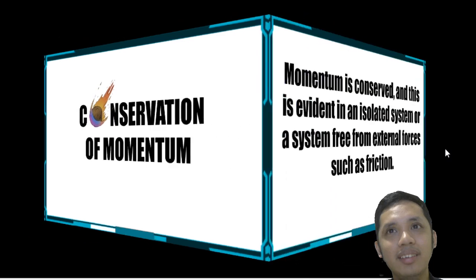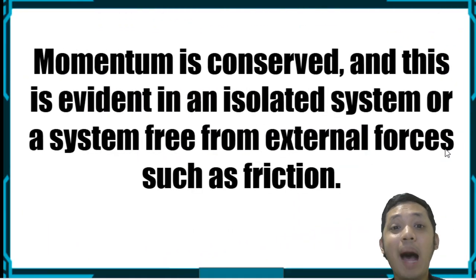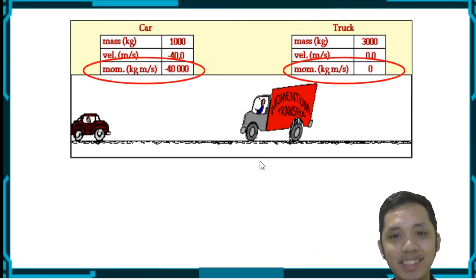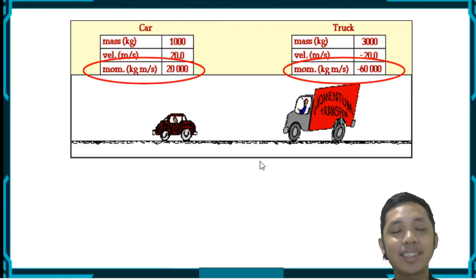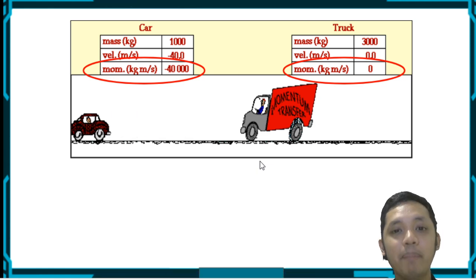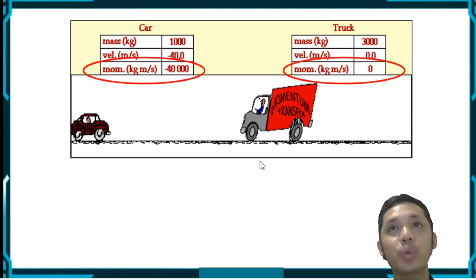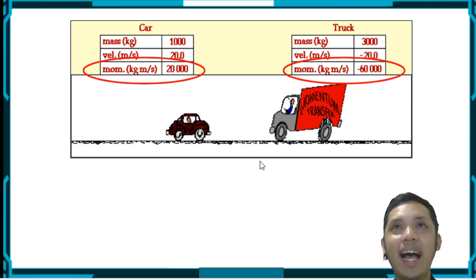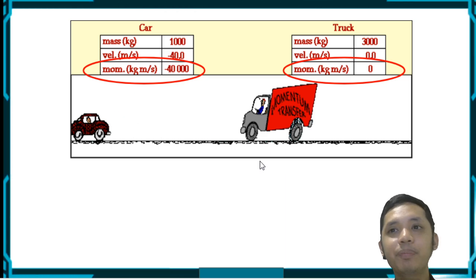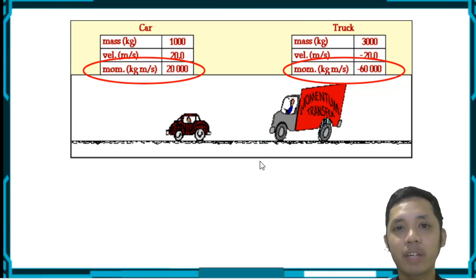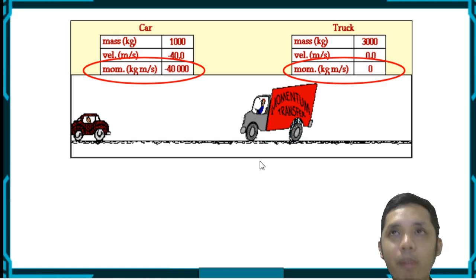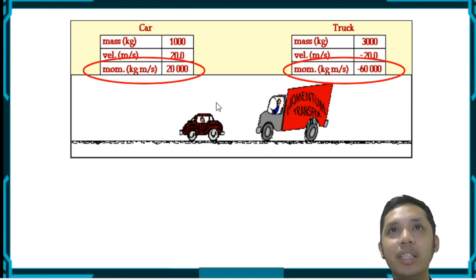And to start with, take note that conservation of momentum happens only when a system is free from external forces such as friction. And these systems are called isolated systems. For example, in this case, we just assume that this scenario has an isolated system, meaning there are no external forces acting on these two objects, or there is no friction acting on these two vehicles. And to see whether the momentum is conserved, let us first check the total momentum of these two vehicles before they collided with each other.